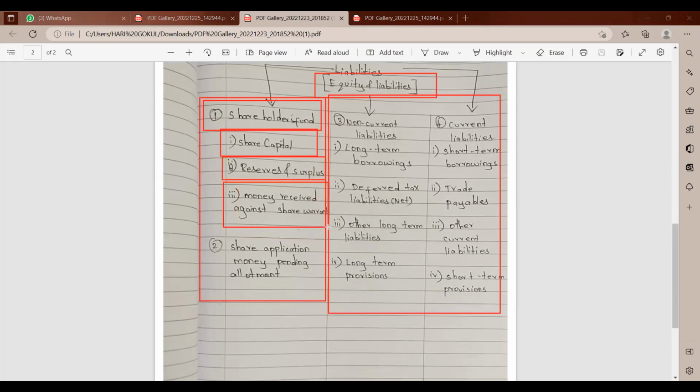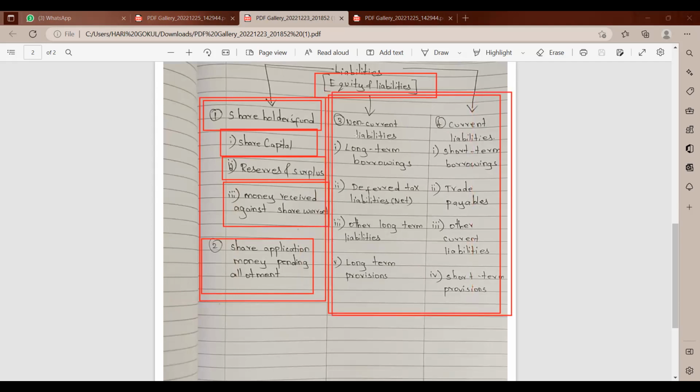And money received against share warrants. Yeah, it's something related to companies, so I don't want to go into it. And share application money pending allotment. For example, I made an application and paid money, but they haven't allotted any shares. For example, you booked something, they haven't allotted it. They received the money, they need to allot something to you.